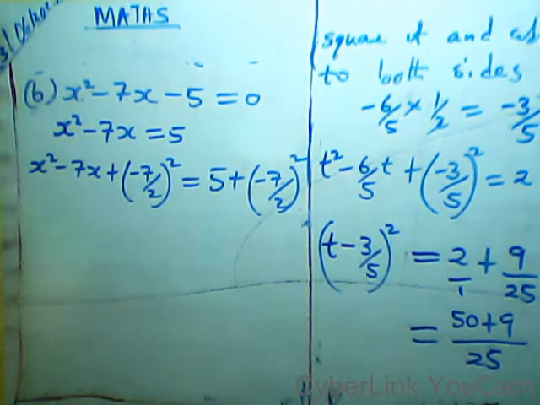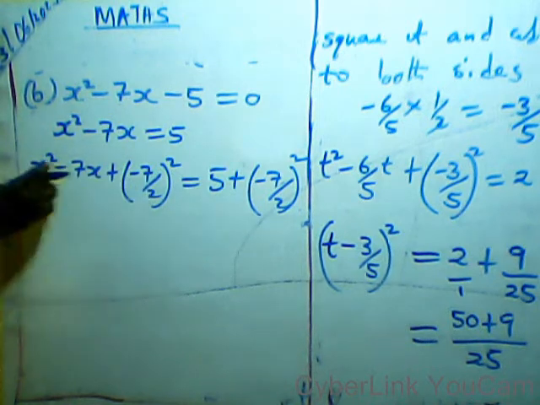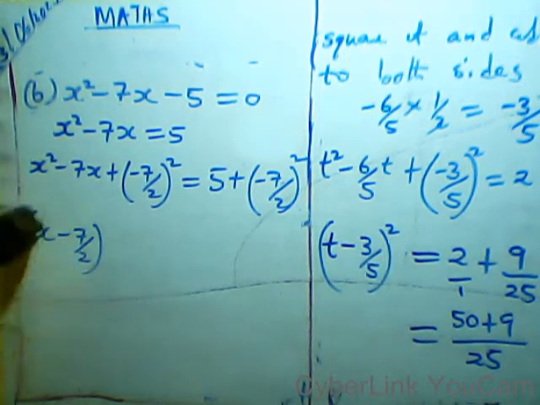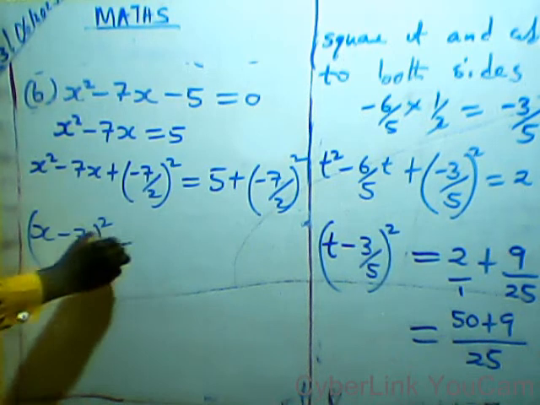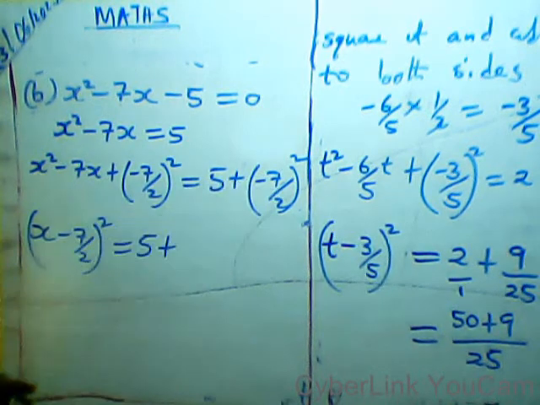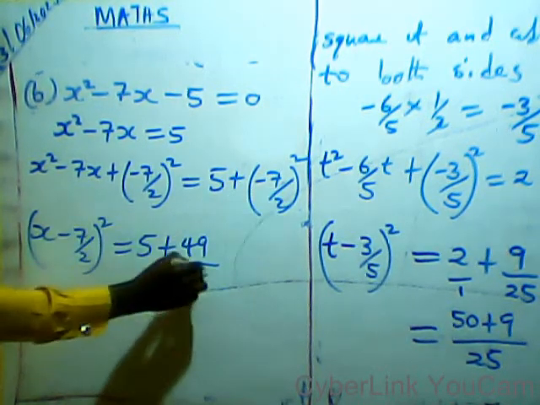And if you don't forget, I've told you that whenever we have a situation like this, just bring the two things out, the two things that have square, then minus 7 all over 2, everything all squared is equal to what? 5 plus. If you square minus 7, you are going to have plus 49. If you square 2, you are going to have 4. That's what I'm going to have.